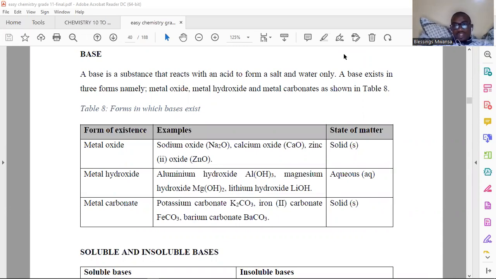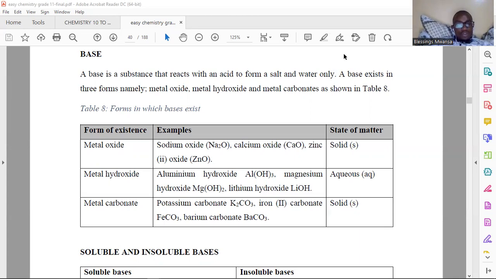We are still in the series of acids, bases, and salts. In lesson 1, we tried to describe what an acid is. We looked at organic acids, inorganic acids, what is a strong and what is a weak acid, what are concentrated and what are dilute acids. We looked at the physical properties of an acid. In lesson 2, we spent much of the time talking about the chemical properties of an acid.